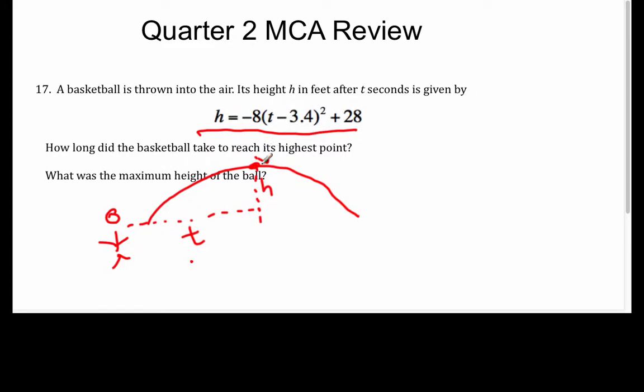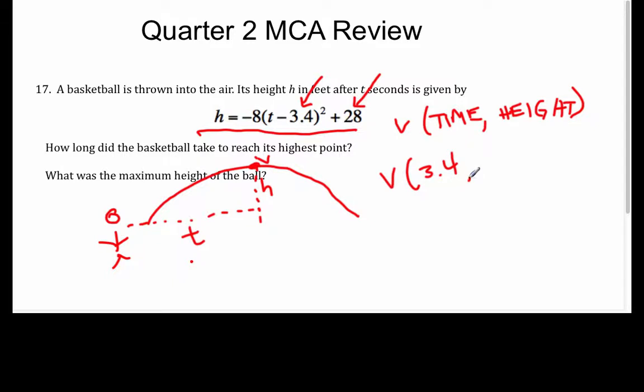All right, so now I need to find the vertex. Well, the nice thing is that this is already set in vertex form. So here is one part of the vertex, here's the other part of the vertex. In this case, my vertex is time and height. The values still come from the same spots, so my vertex is (3.4, 28). I'm not really doing much mathematics here. Actually, I'm not doing any. I'm just trying to interpret what's going on here.